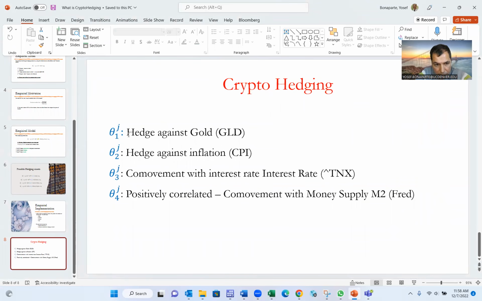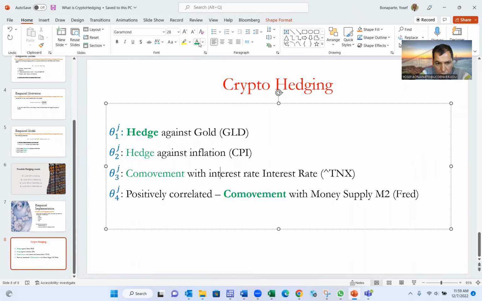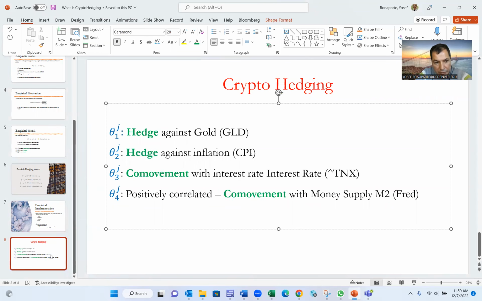these are the results. If you want to hedge against gold, it can be a great hedge for gold. It can be a great hedge, Cardano, for inflation. If you think the interest rate is going to go up, then buy Cardano. It moves with this, moves with money supply, and moves with interest rate. And it's a good hedge. That's it. Here you have it.